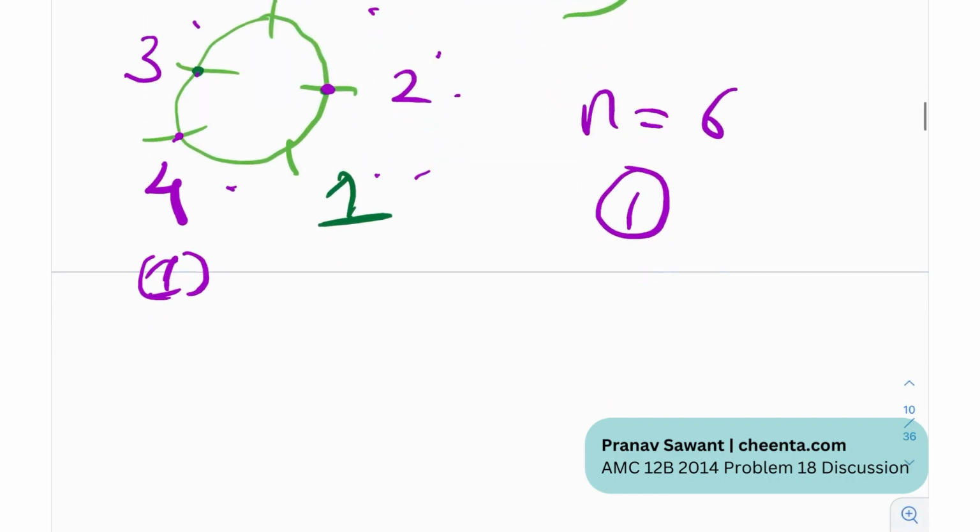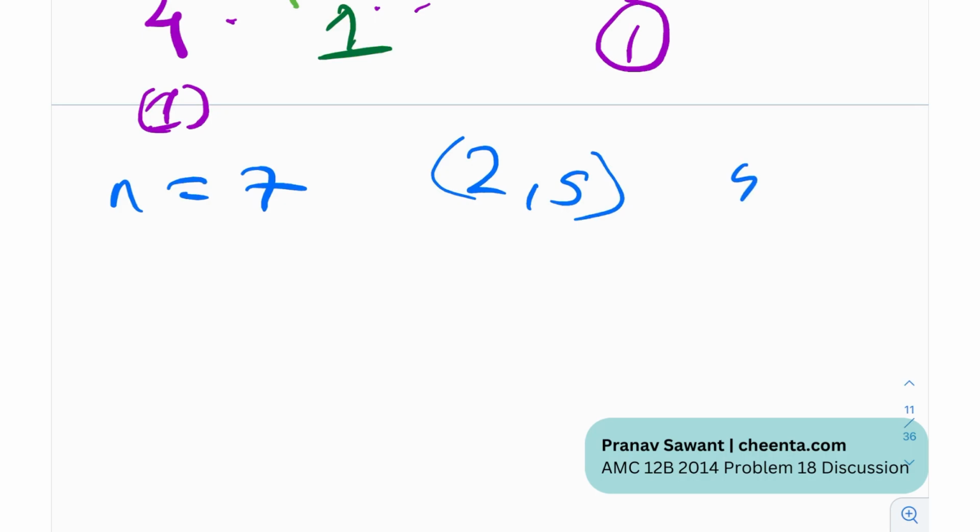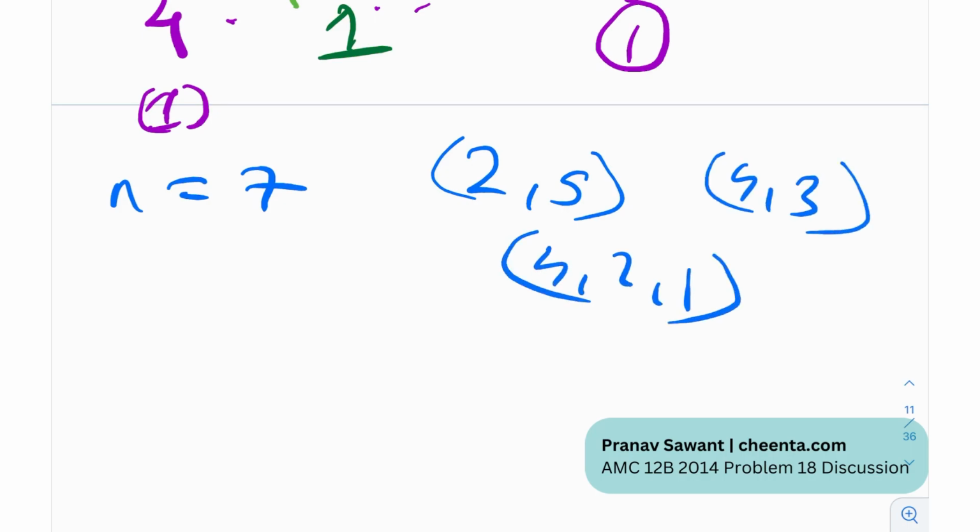Now, let's move on to n is equal to 7. Again, how can you form 7? 7 can be formed by 2 and 5. 7 can be formed by 4 and 3. 7 can be formed by 4, 2, 1. 4 plus 2 is 6, plus 1 is 7.